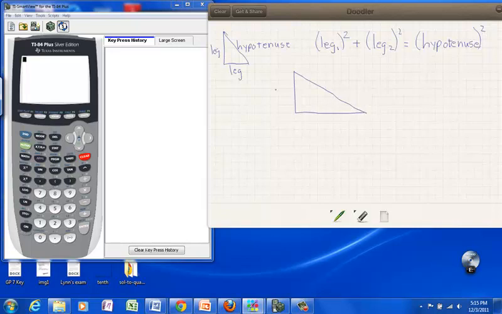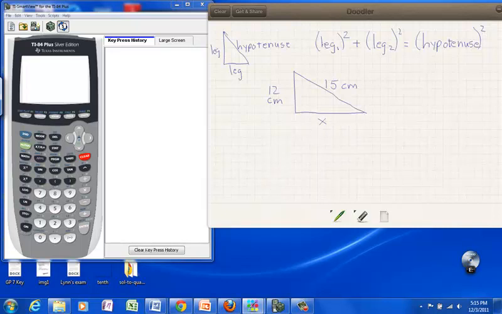So let's suppose that we know that this side is 12 centimeters. And this side over here is 15 centimeters. And my side over here that I don't know is this side, so we'll call this x.